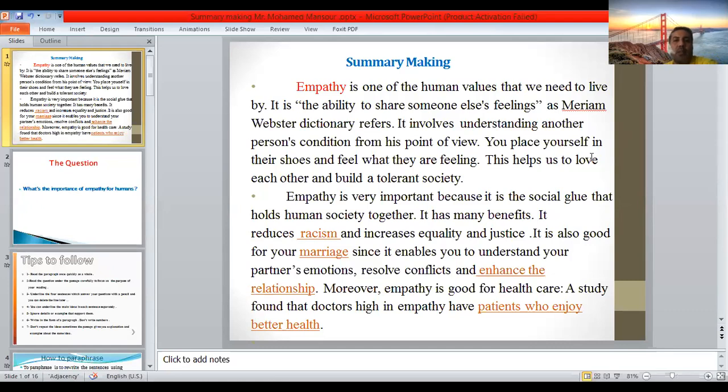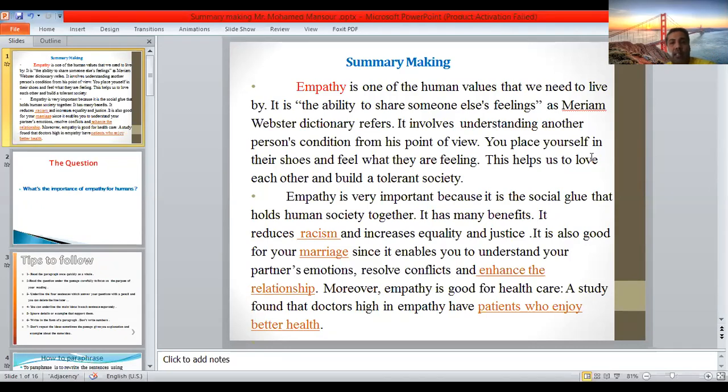Today, I'm going to introduce a very important question to my dear students in secondary school. It is summary making. I have prepared a presentation about summary making, which inshallah will facilitate and simplify this question for you and enable all students to get the full mark, inshallah, in this question.